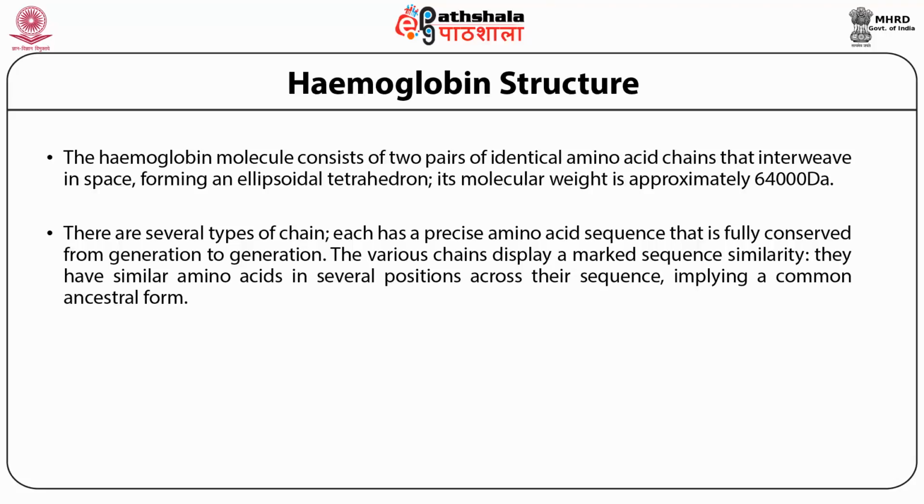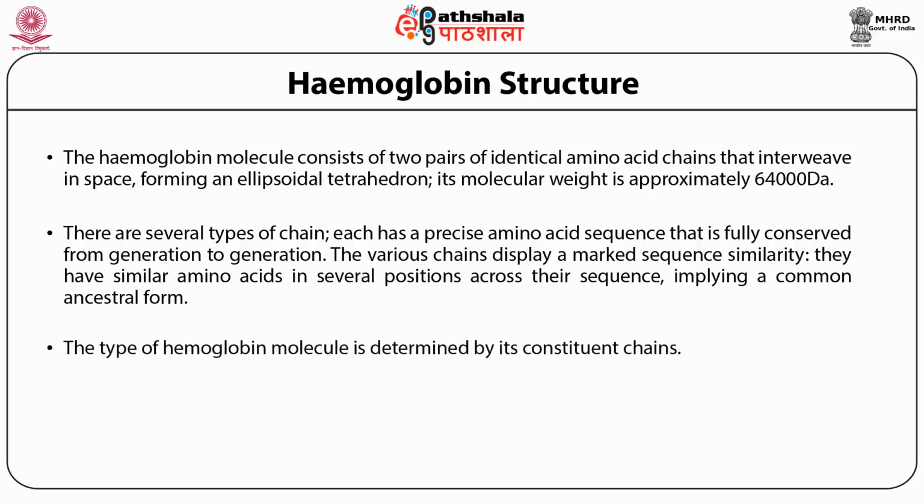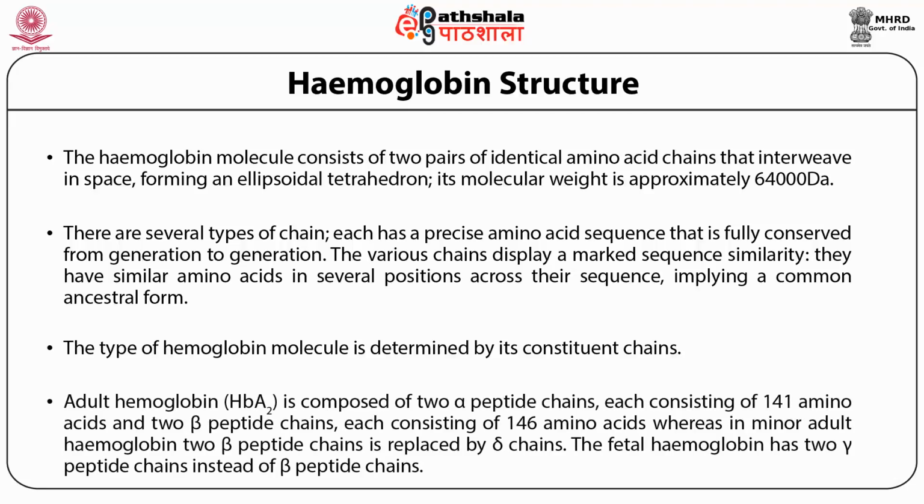They have similar amino acids in several positions across their sequence, implying a common ancestral form. The type of hemoglobin molecule is determined by its constituent chains. Adult hemoglobin is composed of two alpha peptide chains, each consisting of 141 amino acids, and two beta peptide chains, each consisting of 146 amino acids, whereas in minor adult hemoglobin, the two beta peptide chains are replaced by delta chains, and the fetal hemoglobin has two gamma peptide chains instead of beta peptide chains.